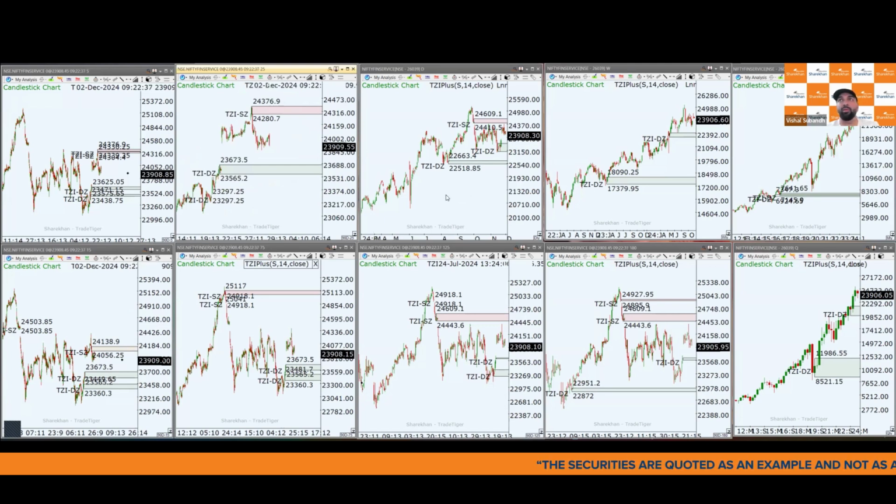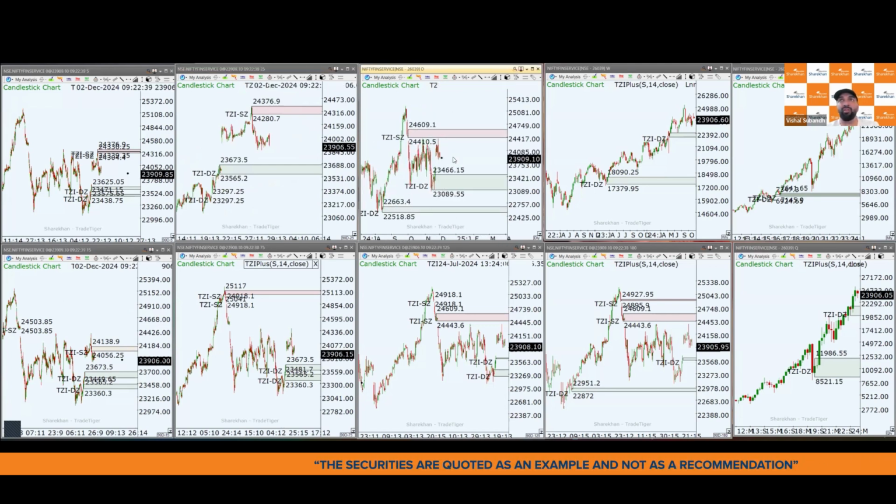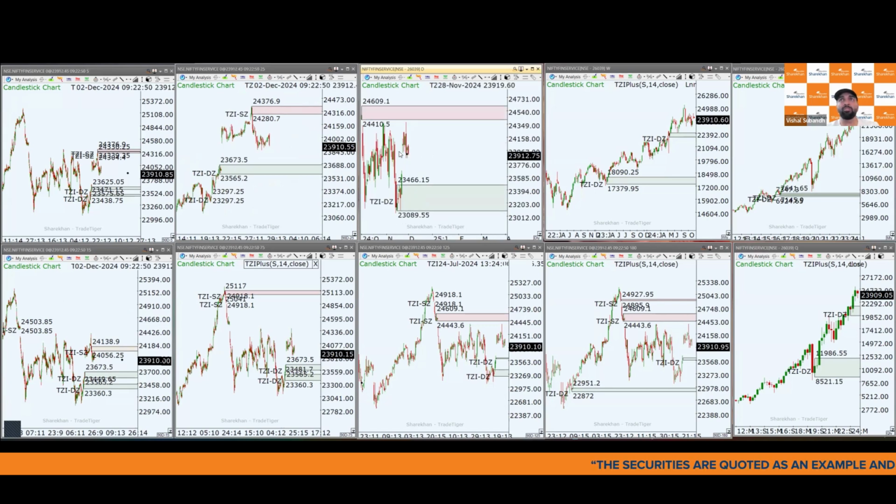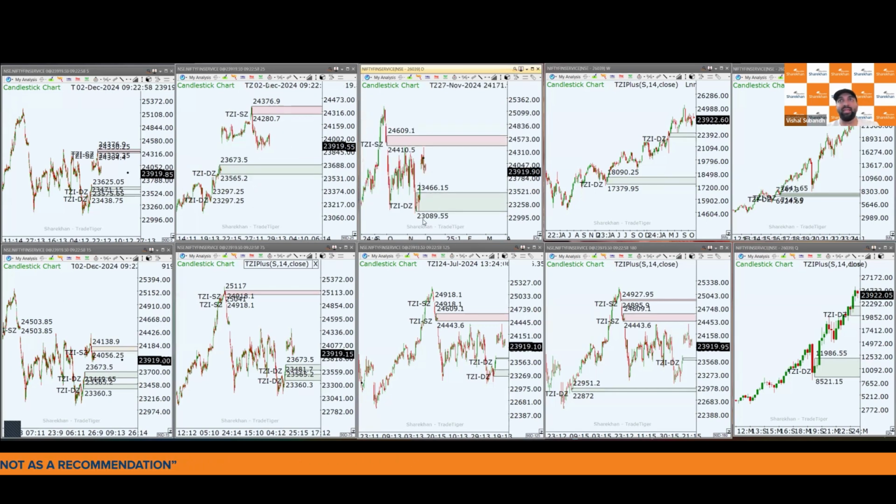upside. If we look at the higher time frame chart of Nifty Financial Services on the daily chart, again, we came very, very close to this area of supply. So it seems to be that this is a strong area of supply. And right now there is no level of demand. So price will not have any hesitation in coming down towards 23,466 to 23,089 level of demand.